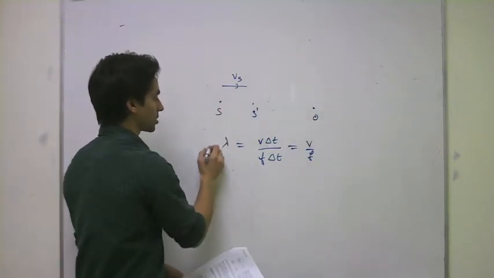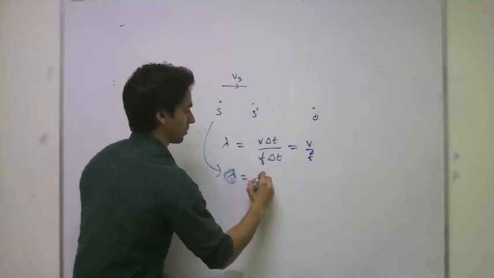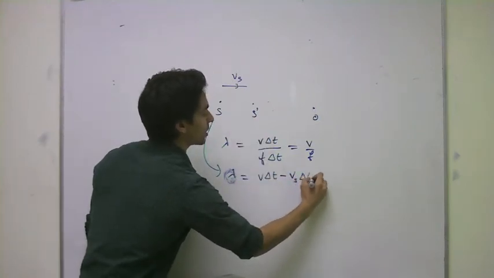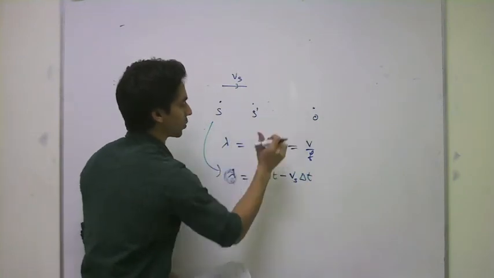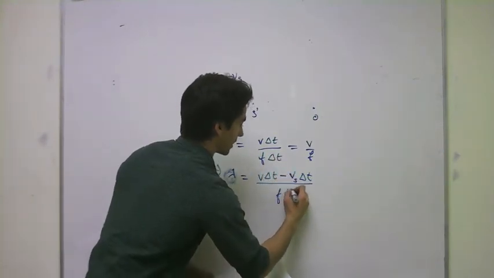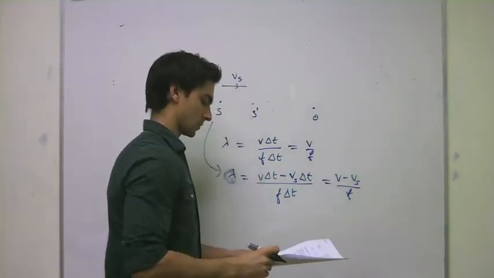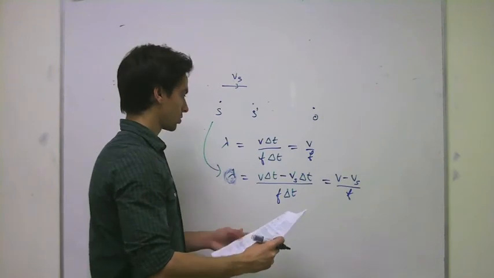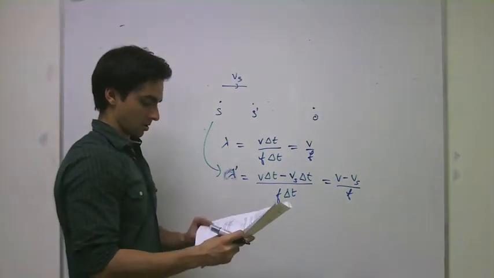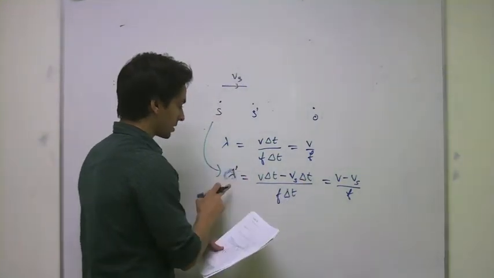But now in the moving source, the distance traveled actually changes. It reduces from V delta t. You have to subtract away the speed of the source multiplied by delta t. So this much distance has reduced in the equation now. So this divided by F delta t gives us V minus Vs over F. So this here is the observed wavelength. If you see the calculation on page 8, this here is the observed wavelength.